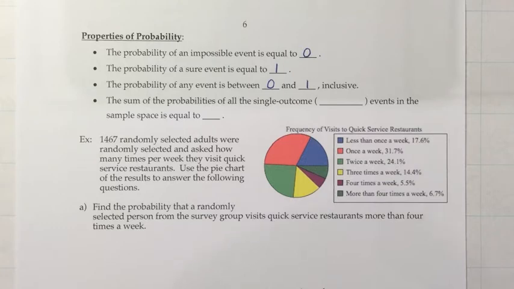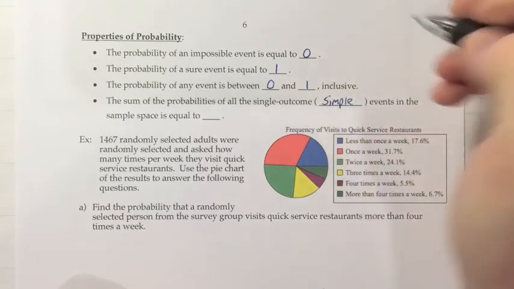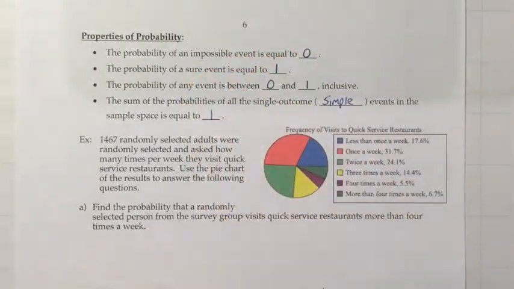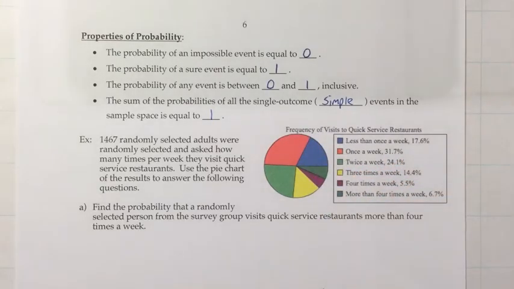And then the last one, the sum of the probabilities of all the single outcome or simple events in a sample space is equal to 1. So if you think of all the simple things that could happen, things that only happen one way, you could find all those probabilities and add them all up, and the total probability should equal 1. All right, and we can take advantage of that sometimes when we choose to use subtraction, and we'll see some of that as we move forward. So let's look at an example.